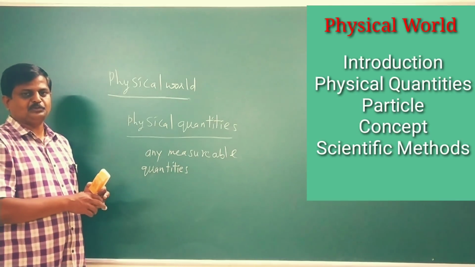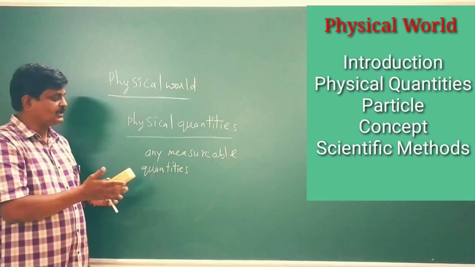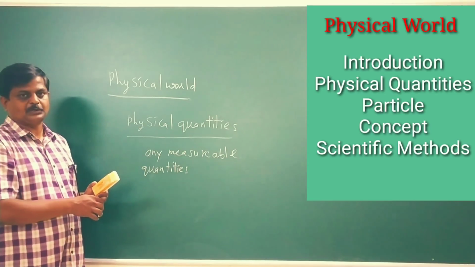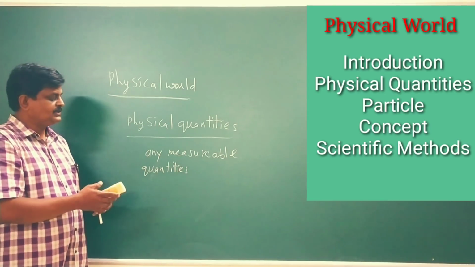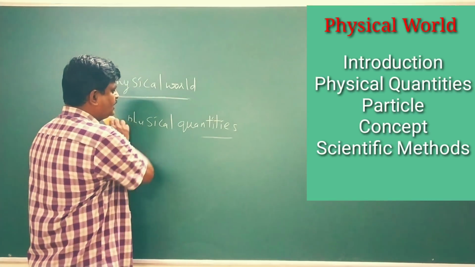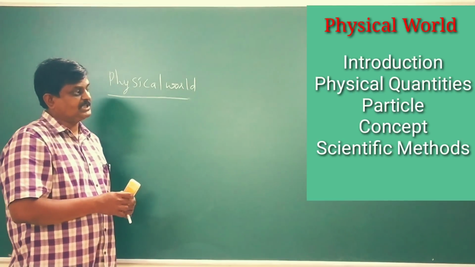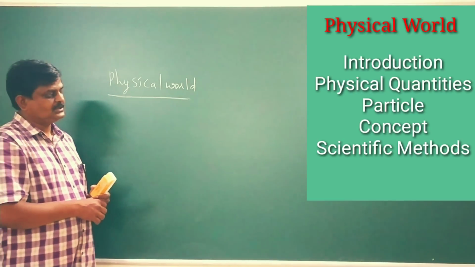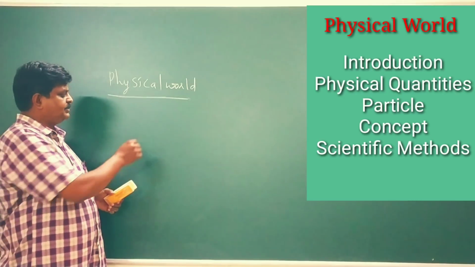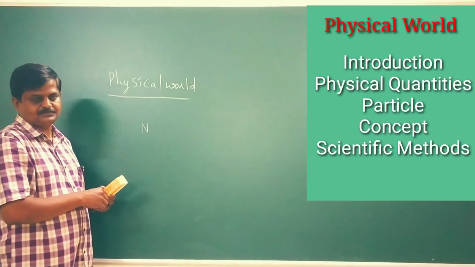For example, can you measure happiness? Can you measure sorrow? So these cannot be physical quantities because you cannot measure them. So any quantities which are measurable are called physical quantities. When we talk of measuring a physical quantity, generally we need two important terms. One is a number, the other one is a unit.